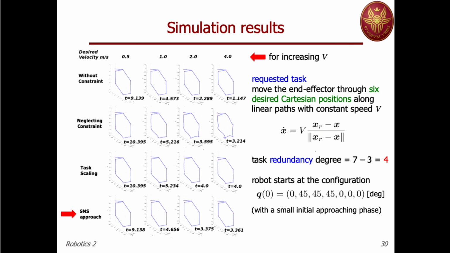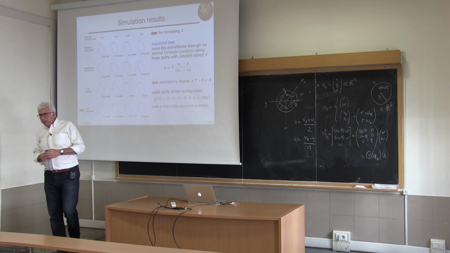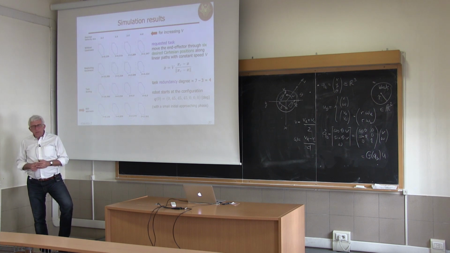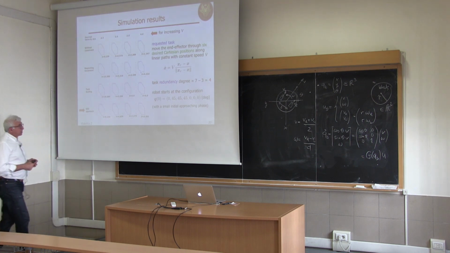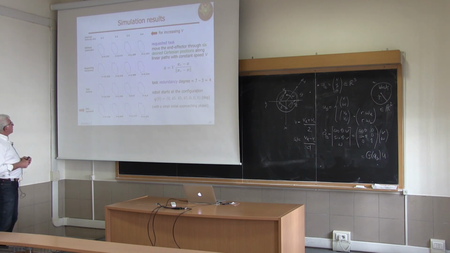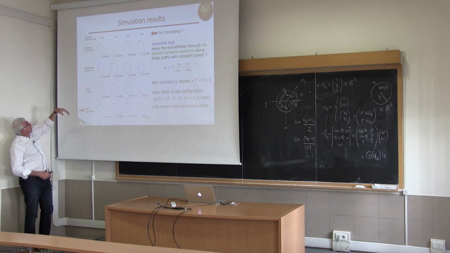The robot has 7 degrees of freedom, and is required to perform a hexagon in position in the Cartesian space. So a path, a trajectory actually, with the timing law, which is a hexagon geometrically. This requires 3 task variables, because we are living in 3D space, and we have 7 joints, so we have a degree of redundancy equal to 4.